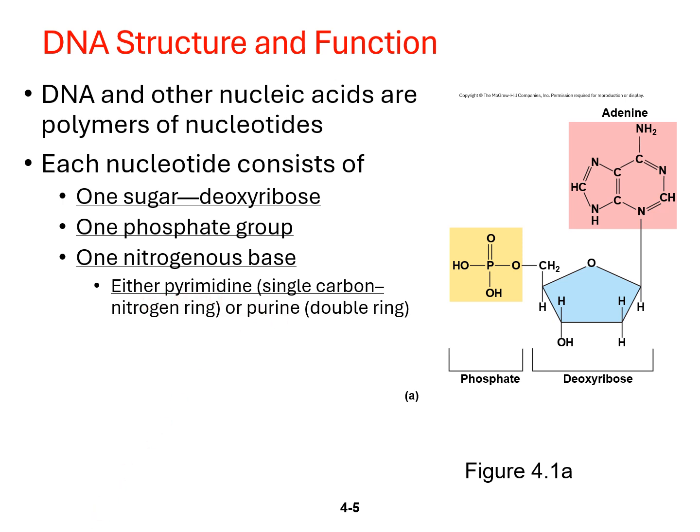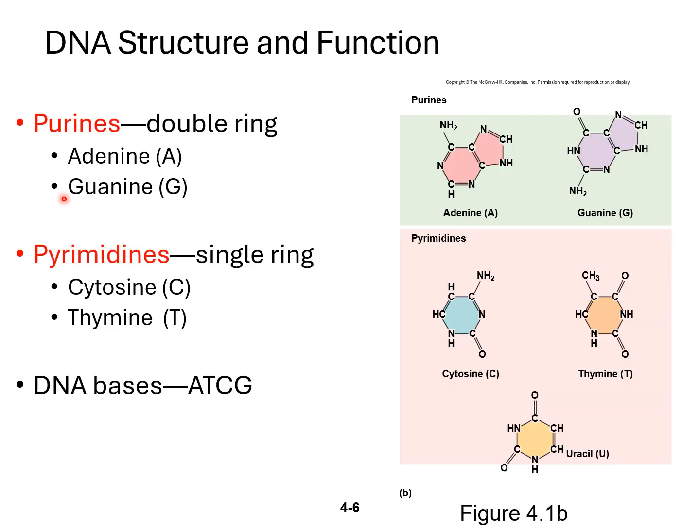So let's look at what a pyrimidine and a purine are. Purines are double-ringed: adenine and guanine. You can see they have 2 rings for adenine, 2 rings for guanine. Pyrimidines are only going to be single-ringed: cytosine and thymine. And uracil is only going to be in RNA.